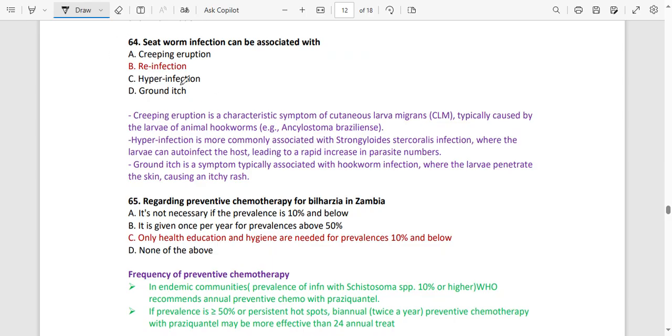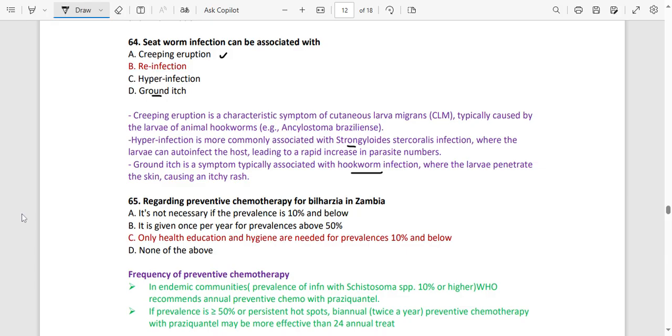Actually, look at this: creeping eruption is a characteristic symptom. What has been mentioned as a creeping eruption is characteristic of larva migrans, specifically those caused by animal hookworm like Ancylostoma. And then hyperinfection is associated with Strongyloides. The ground itch is a symptom associated with hookworm, where the worm has entered, there's going to be a lot of itching. That is the ground itch.